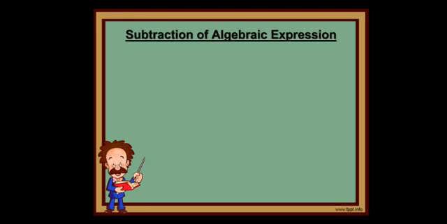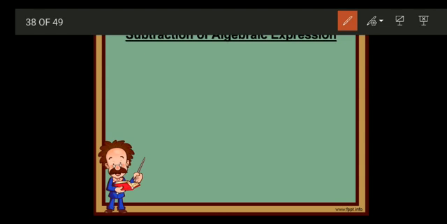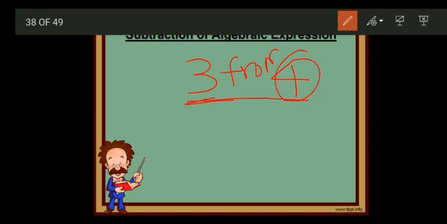Okay. Now we'll see how to subtract algebraic expressions. Before that, we'll see how to subtract integers. If we have two integers 3 and 4, and they say subtract 3 from 4, what do we have to do? From 4 we have to subtract 3. So this means 4 minus 3. 4 minus 3 is 1.